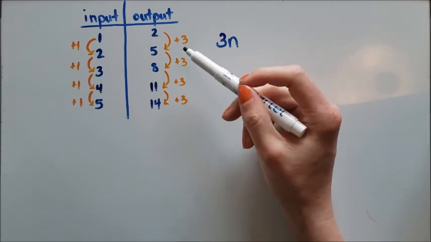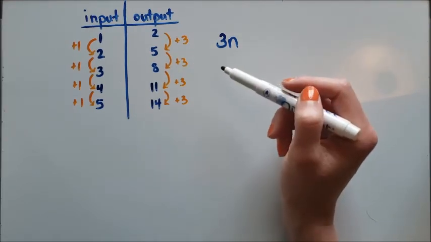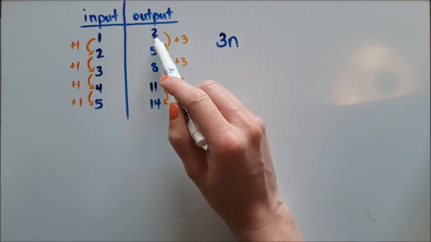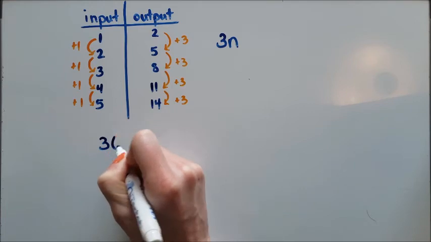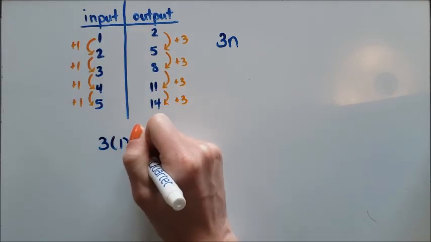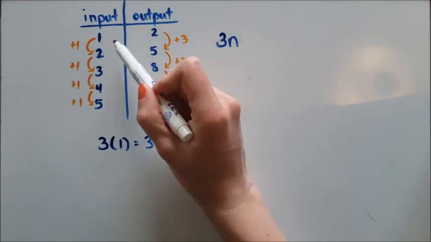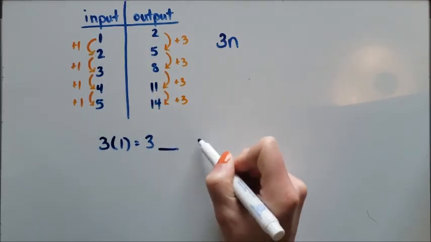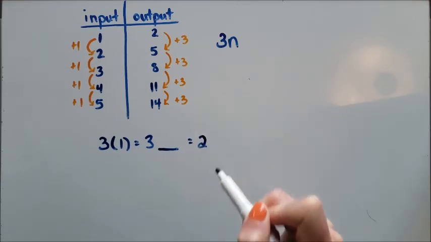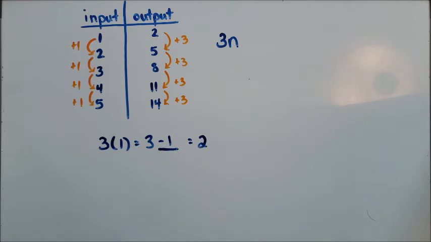Then I need to do a little bit of figuring and determine, because this may or may not be the full answer. So if I plug in 3 times 1, I get 3. But that's not my output of 2. So I know I need to do something to get to 2. And the first thing that I can think of is to subtract 1.